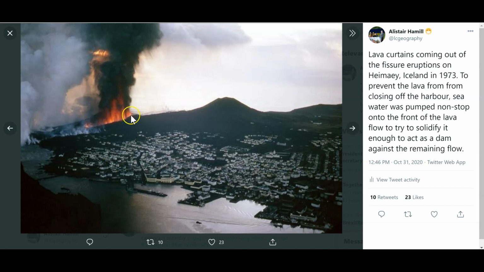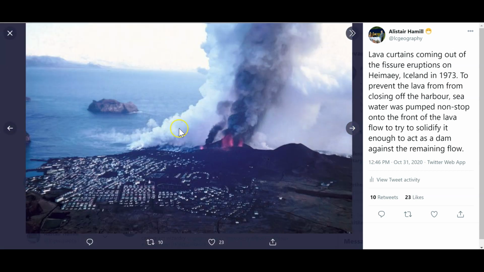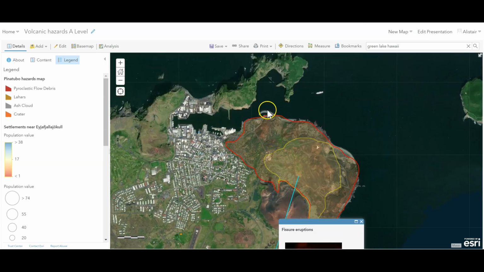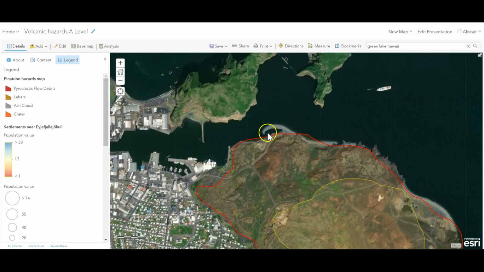And you can see here the fissure eruption, the lava fountains going up, and you can see here the hint of what the issue is. The lava was starting to head towards the bay. It was coming over here. And you can see this new land that was created.